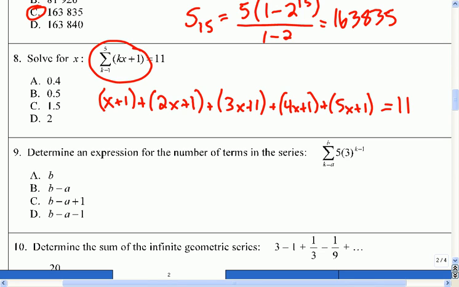What bothers me? Okay, so I'm going to collect up like terms. That means there's going to be 1, 2, 3, 4, 5. Move that to the other side, it will be 6. And there's 1 plus 2 is 3, 6, 10, 15 x's. So that means x equals 6 over 15, which as a decimal is 0.4.